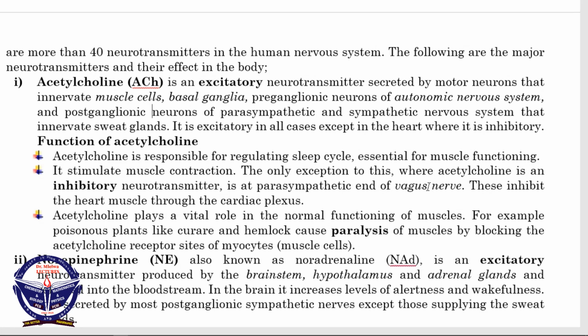For example, kama mtu akiwa anatumia poisonous plant, either kwa kujua au kutokujua, labda mtu amewekea kwenye chakula. For example, poisonous plants like cucumber and hemlock cause paralysis of muscles. How are they causing the paralysis of muscles? Simply by blocking the acetylcholine receptor of myocyte or muscles. Kwa ukiblock hizo acetylcholine receptor, manake muscle contraction haiwezi kutokea kwa sababu muscle contraction requires acetylcholine. So unaweza kuona acetylcholine inahusika na paralysis of muscles.